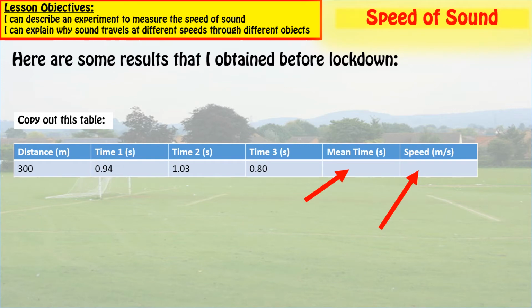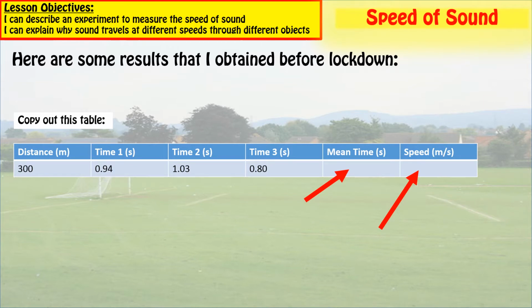Okay, so here are some results that I obtained before the lockdown. So distance was 300 meters. That is the diagonal part of Frome Field. First time I got 0.94 seconds. Second time, 1.03 seconds. And the third time, 0.80 seconds.